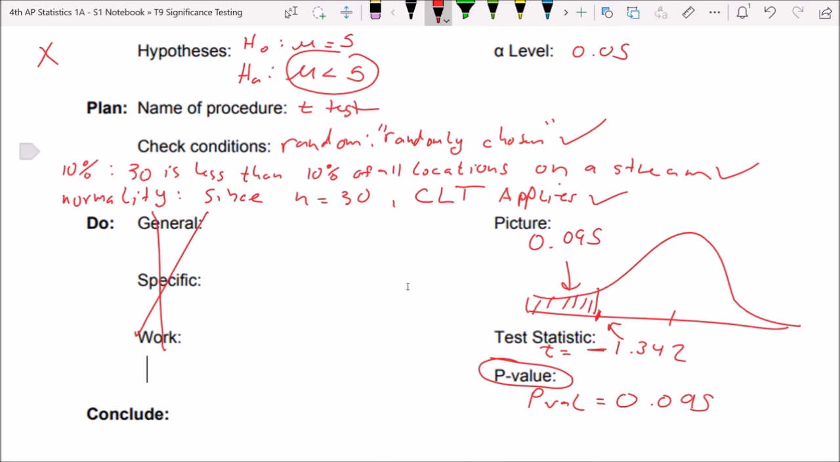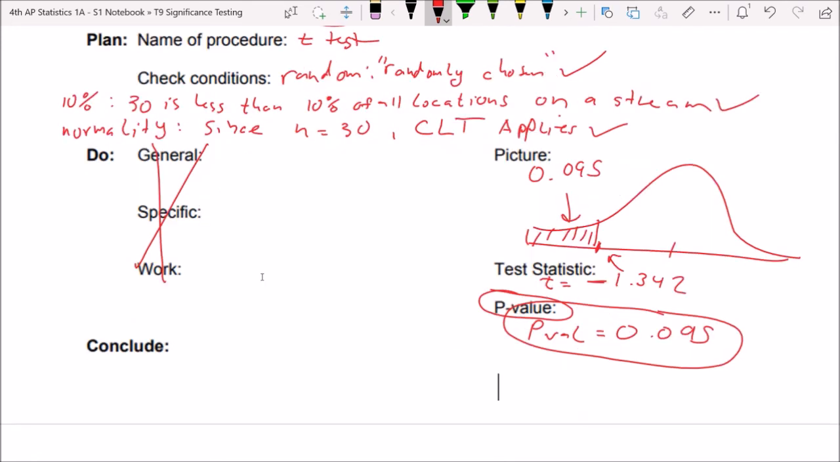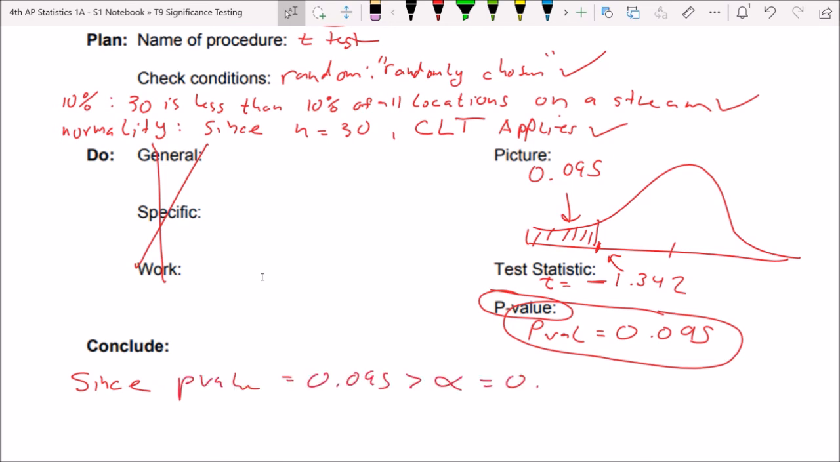It's time for us to write our conclusion. We know our significance level is 0.05. We know our p-value is 0.095, and so the p-value is bigger than that. So let's write out our statement. Since our p-value, which is equal to 0.095, is greater than alpha, which equals 0.05, we fail to reject the null.